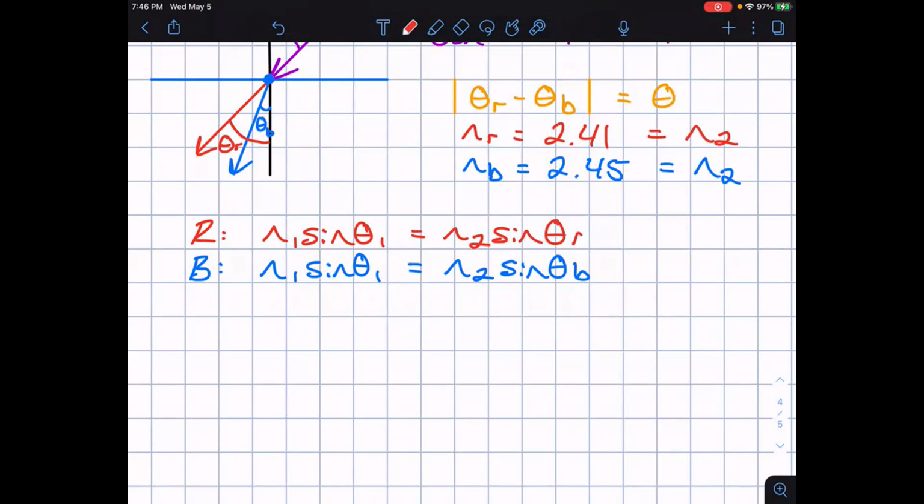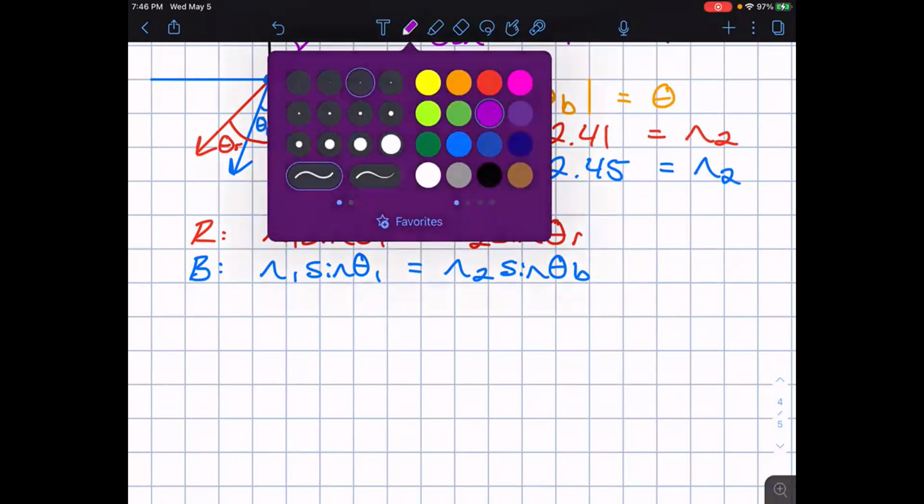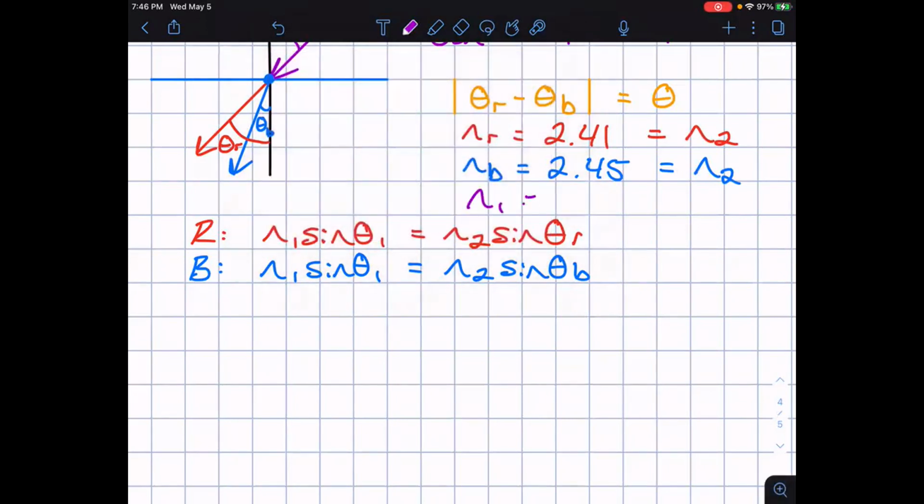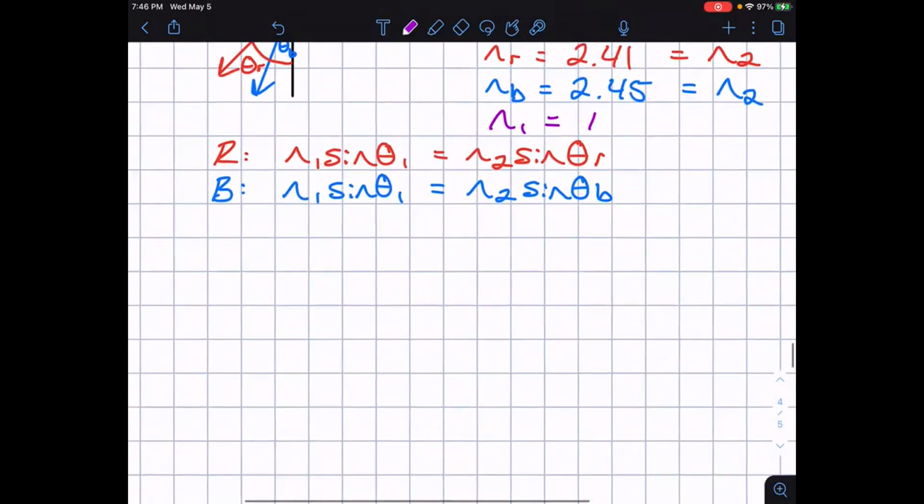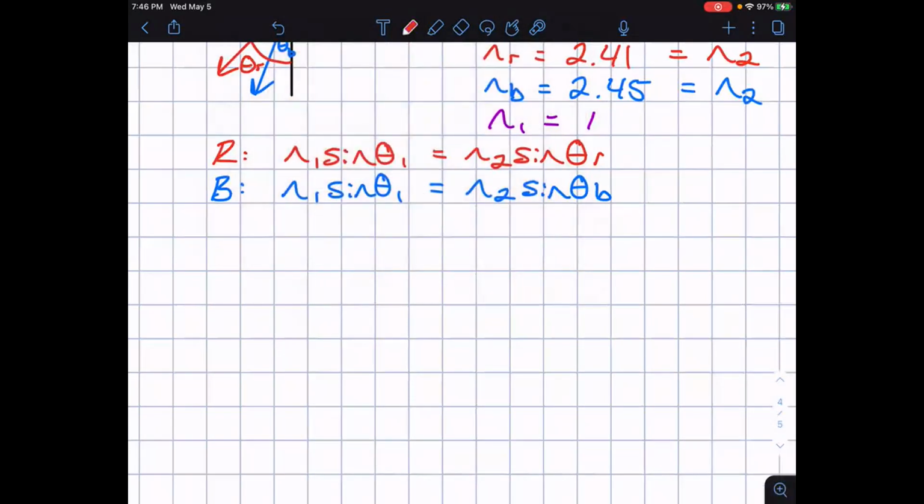So from here, we know that it enters from air, so N1 in both cases is going to be 1. I'll just say N1 in purple is equal to 1, because that is the index of refraction of air. And I'm going to rearrange to solve for each one. So theta r becomes the inverse sine of N1 sine theta 1 over N2.